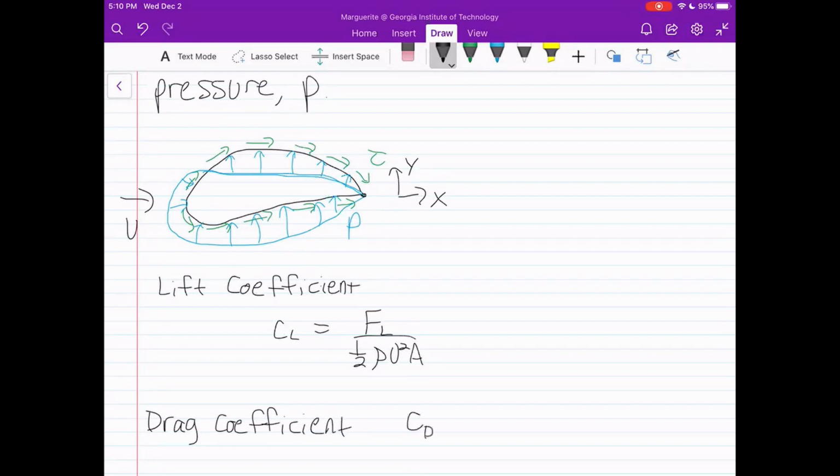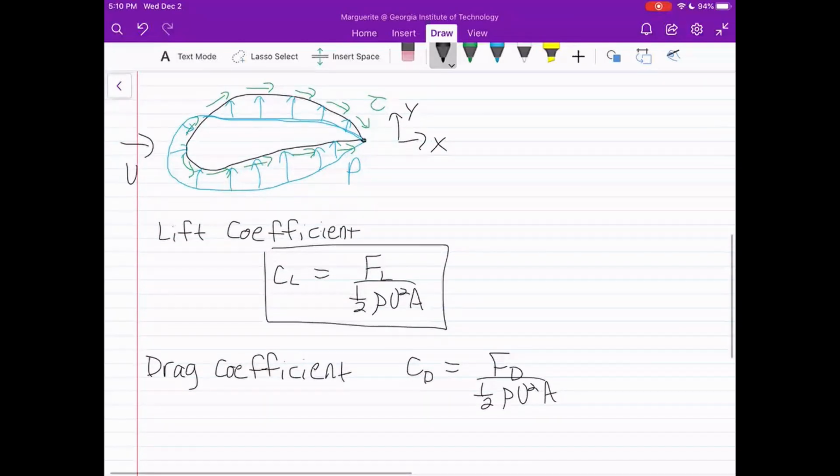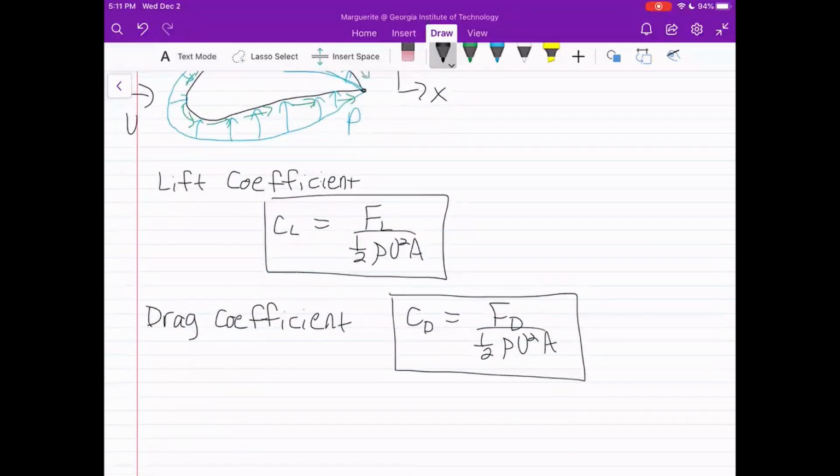And so that is C sub D, and it's pretty much the same thing, except it's drag force divided by 1/2 rho u squared A. So generally, this is what we use unless we somehow know the pressure and shear stress distribution and know the area of our object. We'll use these instead. And so C_D and C_L are usually obtained from boundary layer analysis and experiments.